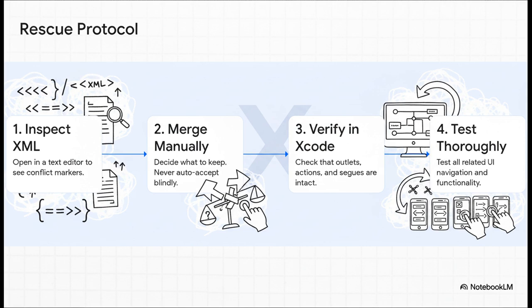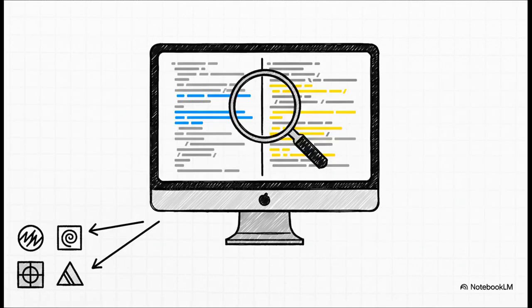Step 1, open the storyboard file as source code so you can see the raw XML. Step 2, you go through the conflict markers yourself and manually decide line by line what to keep. Step 3, and this is super important, you reopen it in Xcode's graphic editor and check that all your outlets and actions are still connected. And finally, you test every single screen and button involved in that change. No skipping.